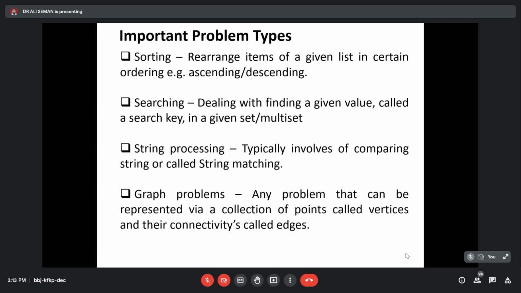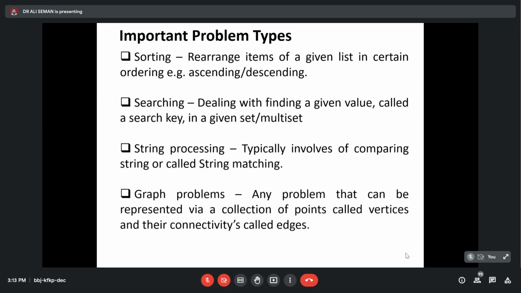And the second is searching. Searching deals with finding a given value called a search key. We have a search key, normally called K, and after that we have the list. We need to find whether K is inside the list, checking every index. If we put it into an array, starting from 0, 1, until m minus 1, whether we find it or we didn't find it. This is the searching problem: finding a given value called a search key in a given set or multi-set.